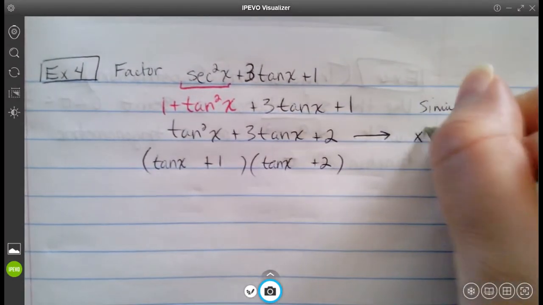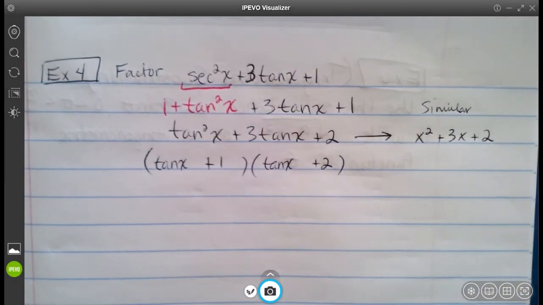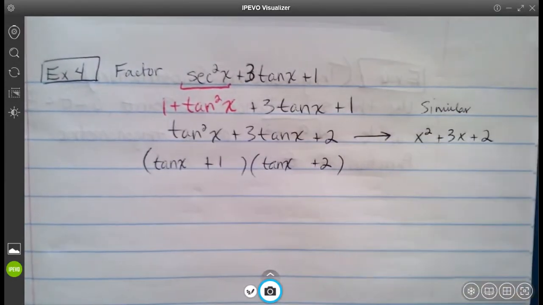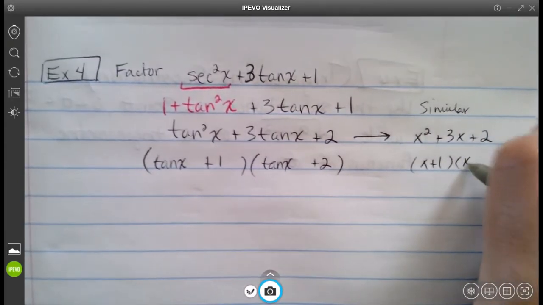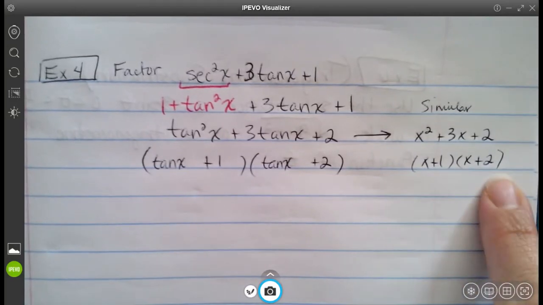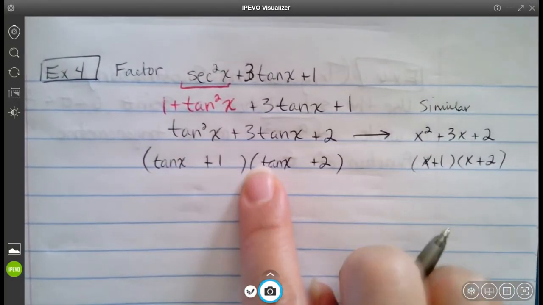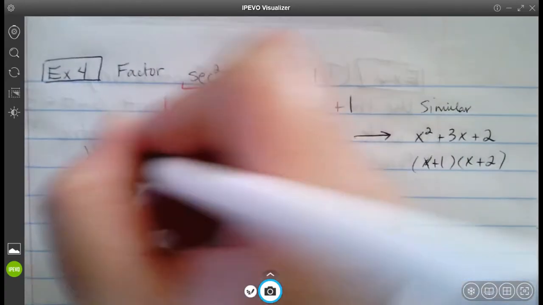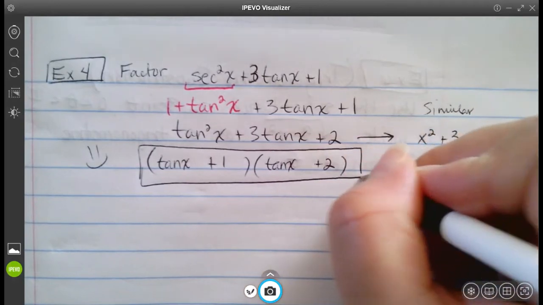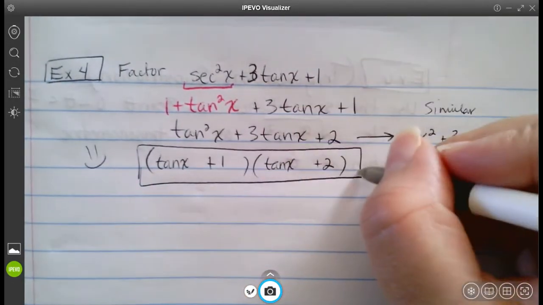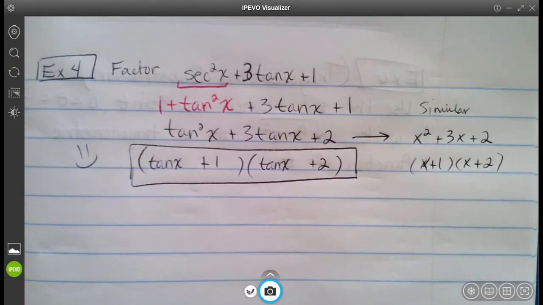So if I used x's, it'd be x squared plus 3x plus 2. Okay, basically replace the tangent with just an x. And if I try to factor this, you can see right away that the factors are just x plus 1, x plus 2. And if we compare it to this, tangent of x plus 1, tangent of x plus 2. So we are good to go with this one as well. Getting a little bit happy face crazy here with all these right answers. Okay, so yeah, that's it. That's the end of that one.